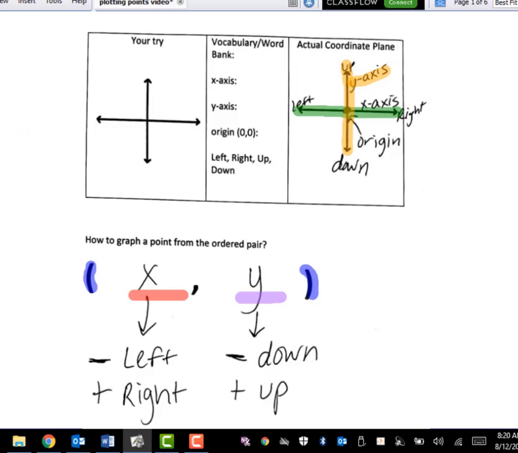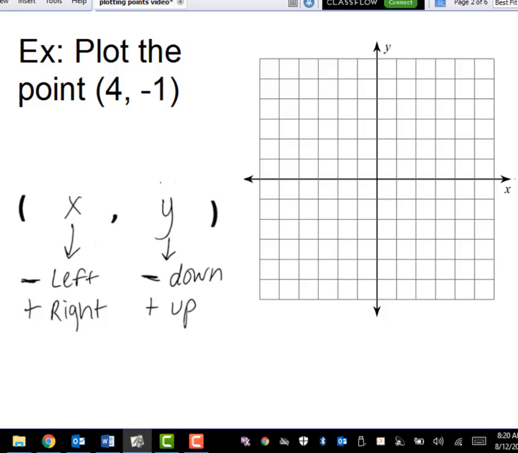So we're going to do one example of plotting a point together. When I look at it, it says plot the point (4, -1). So my first number, my X number, I see is 4. And is it a positive or negative number? Well, this one's a positive number, so that tells me I should be moving 4 to the right.